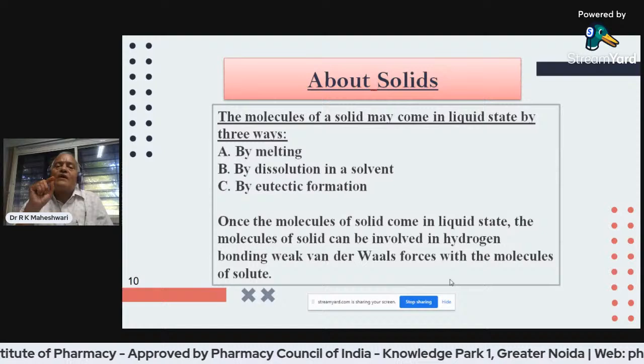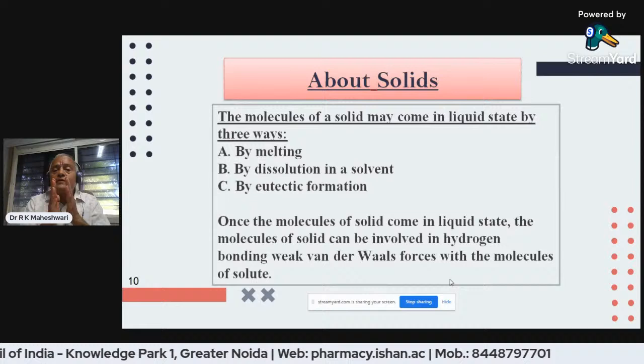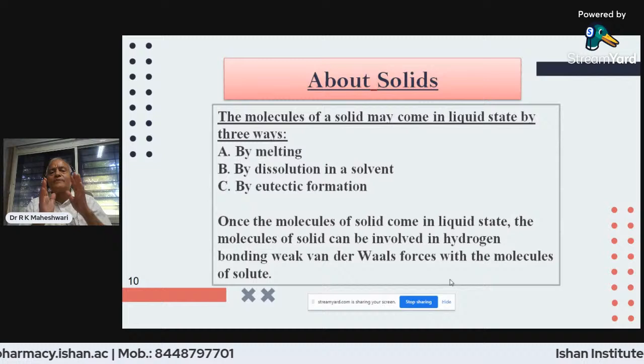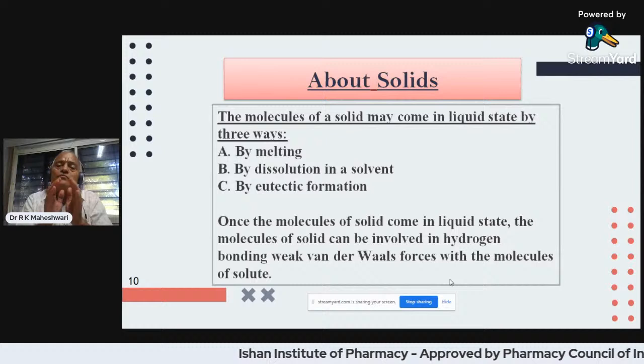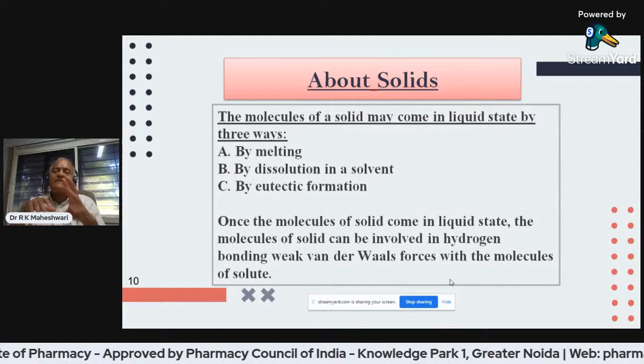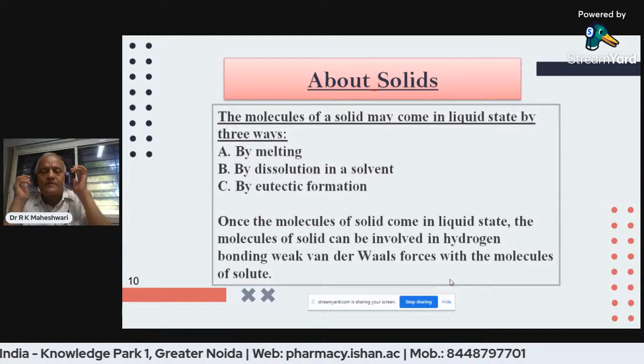It is a result of hydrogen bonding and weak van der Waals forces between the molecules of dissolved HCl and molecules of nalidixic acid. So, very simple theory: if you are dissolving a gas in a solvent, the molecules are in liquid state, and these molecules may be involved in hydrogen bonding and weak van der Waals forces with the molecules of solute. So these were the examples of gases. But utilization of gases for their solubilizing power is a costly affair, so I am leaving it aside.